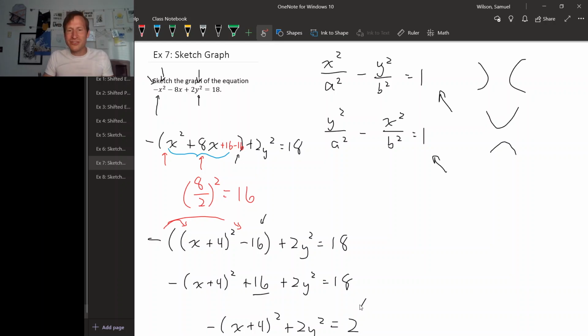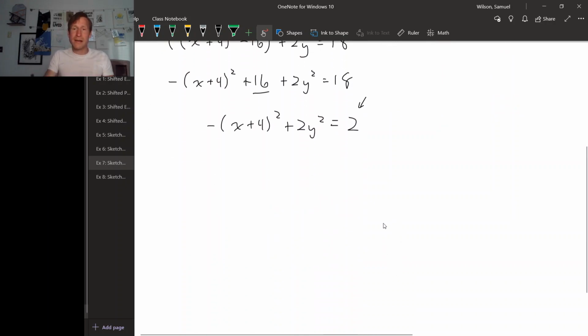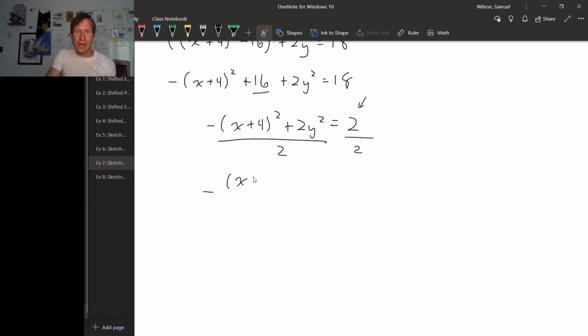The other way to make this 2 turn into a 1 would be to divide both sides by 2. So let's try that. Divide the left-hand side by 2. So on the left, you get negative x plus 4 squared over 2 plus, and then 2y squared over 2, that's just y squared, equals 1. All right, now this really looks like the equation of a hyperbola.